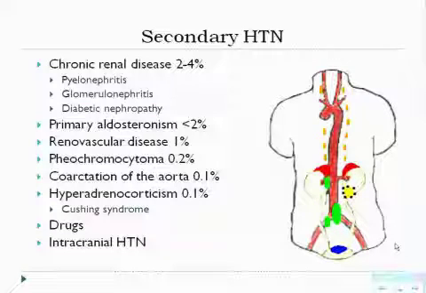The things that account for most cases of secondary hypertension are chronic renal failure or chronic renal disease, such as pyelonephritis, glomerulonephritis, or diabetic nephropathy, which account for about 2 to 4% of overall hypertensive diseases. Primary aldosteronism will also be seen in less than 2%. Renovascular disease, which means renal artery stenosis, is where we actually put stents in, and we'll be called down to radiology to help in those kinds of situations.